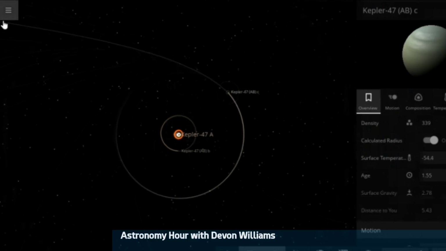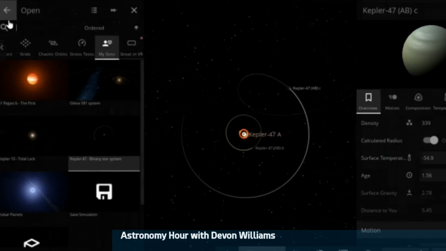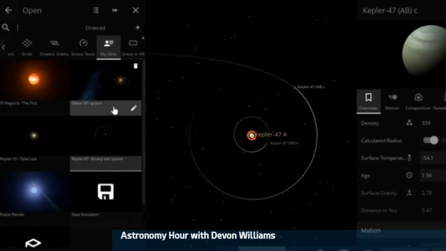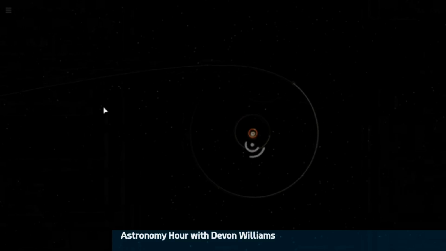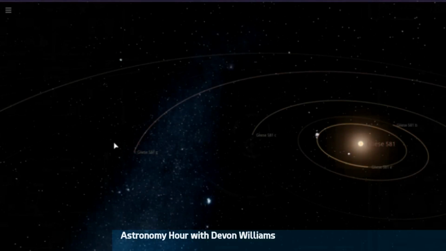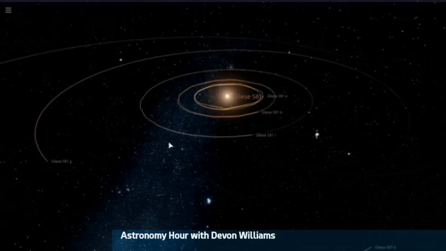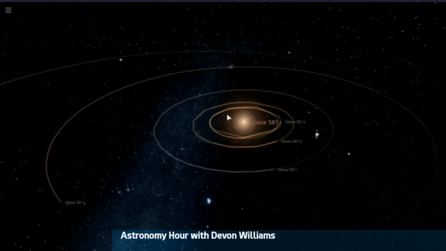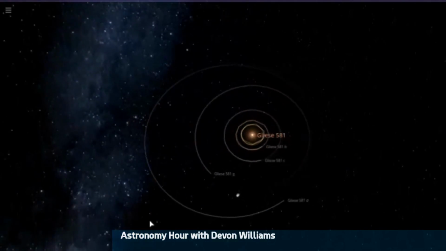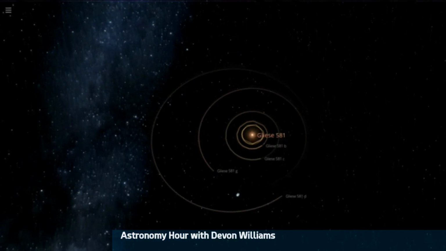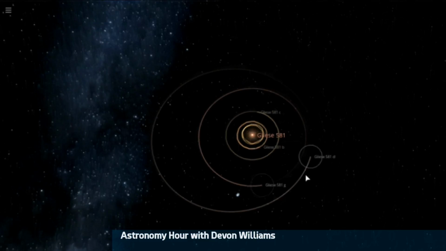And now I want to talk about at least my most favorite extrasolar planetary system. And this is going to be the Gliese 581 system. And this system is a very well-known one, mainly because of its multitude of planets going around it. And you can see here, there's plenty of them. We have Gliese 581e, B, C, G, D.